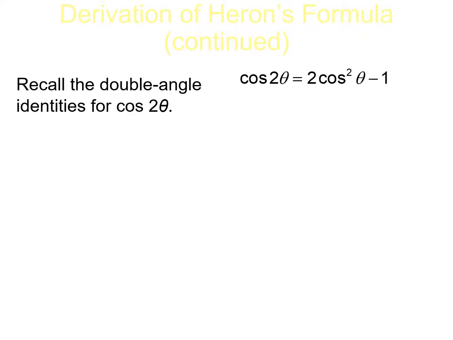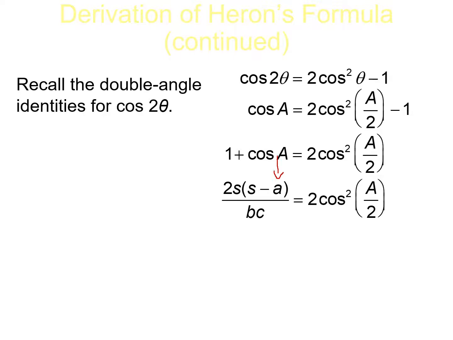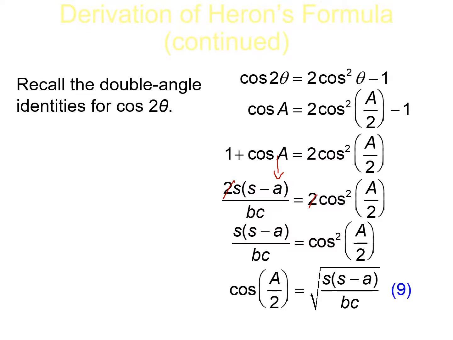Recall the double angle formula for cosine of 2 theta. It's 2 cosine squared theta minus 1. So cosine of A can be rewritten as 2 cosine squared A over 2 minus 1. So 1 plus cosine of A is 2 cosine squared A over 2. Now let's make the substitution. 1 plus cosine of A is 2s times s minus a over bc. Simplify, getting rid of some 2's. That's all we did there. Solving for cosine of A over 2, that is equal to the square root of s times s minus a divided by bc. That's equation 9.